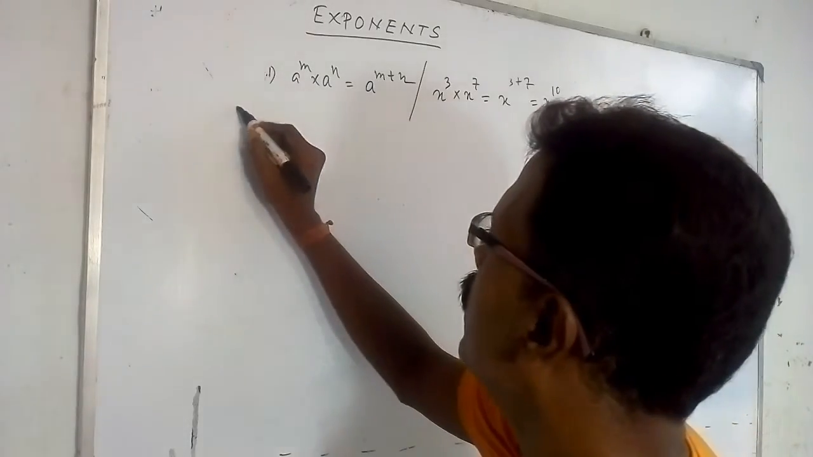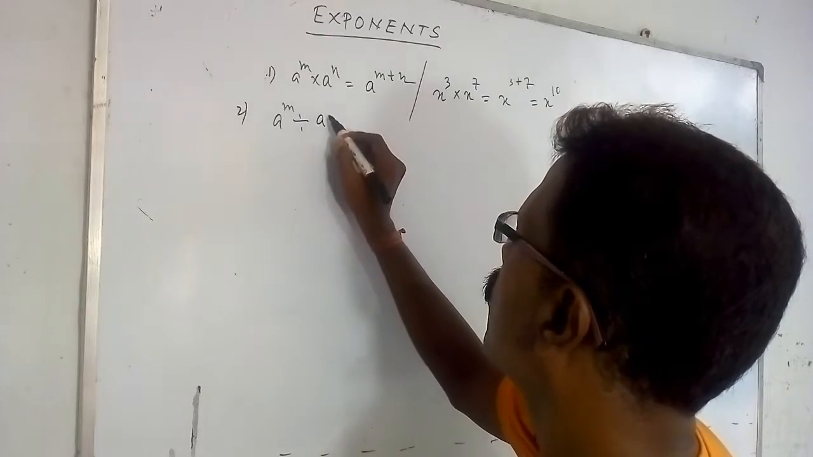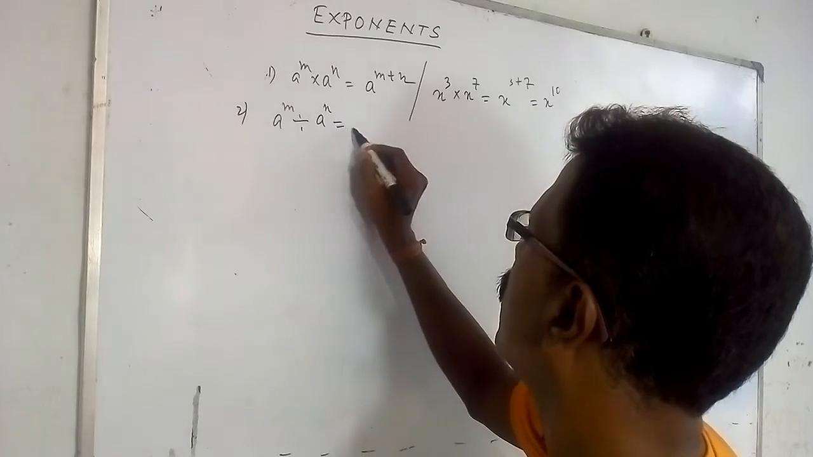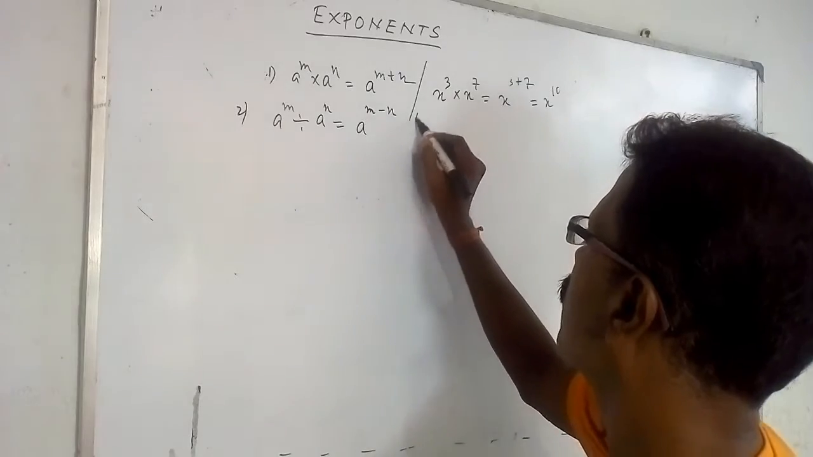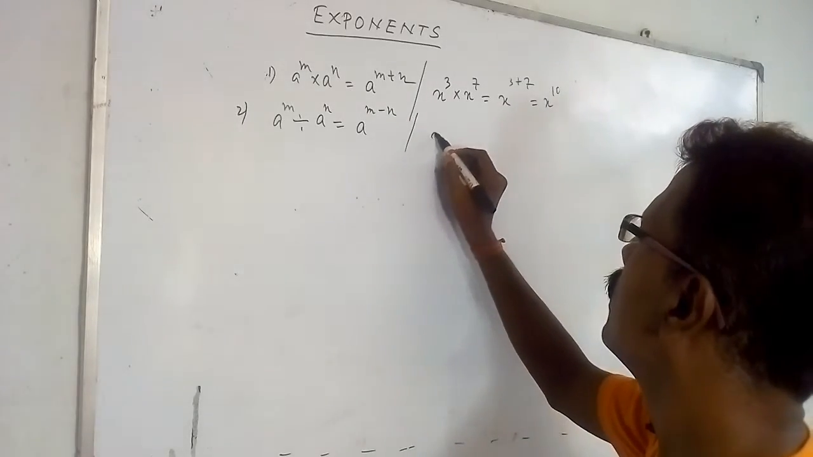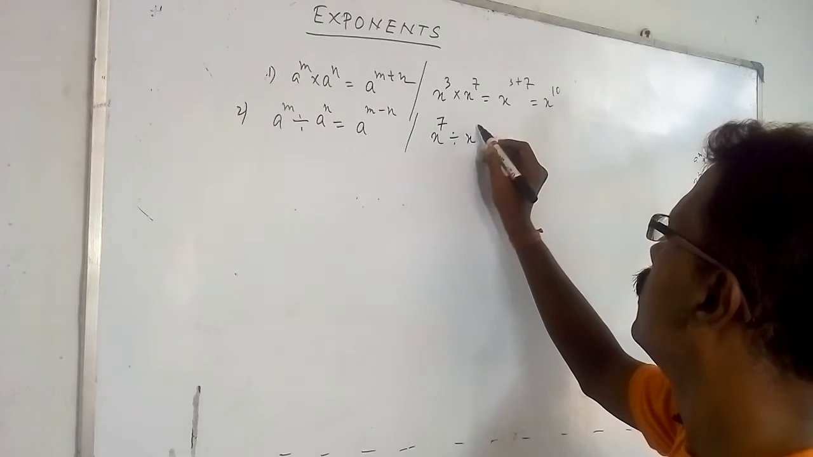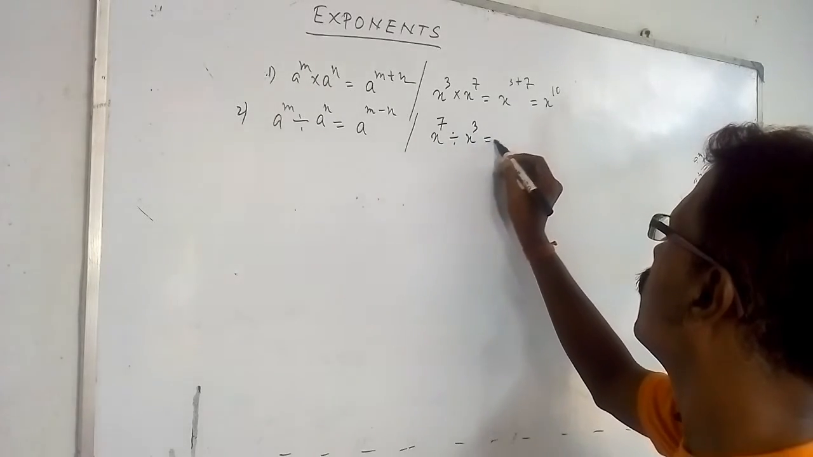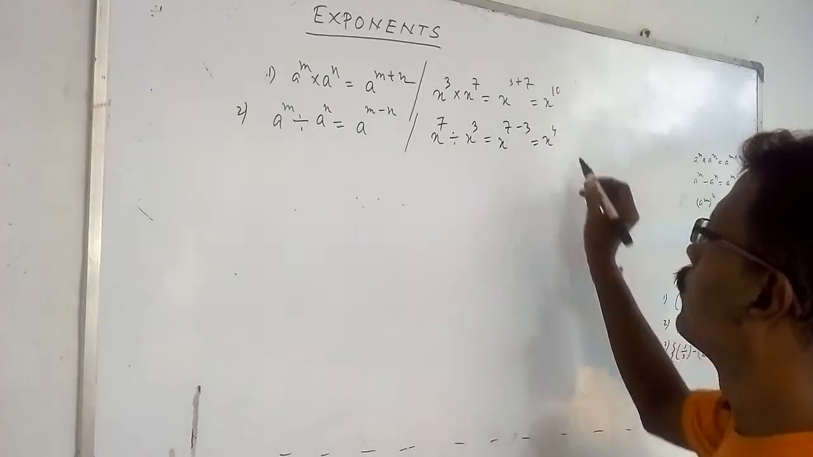Now when it is a division, that is a to the power m divided by a to the power n, then the exponents are subtracted, and the example is, if you divide x to the power 7 divided by x to the power 3, then the result is 7 minus 3, that is x to the power 4.